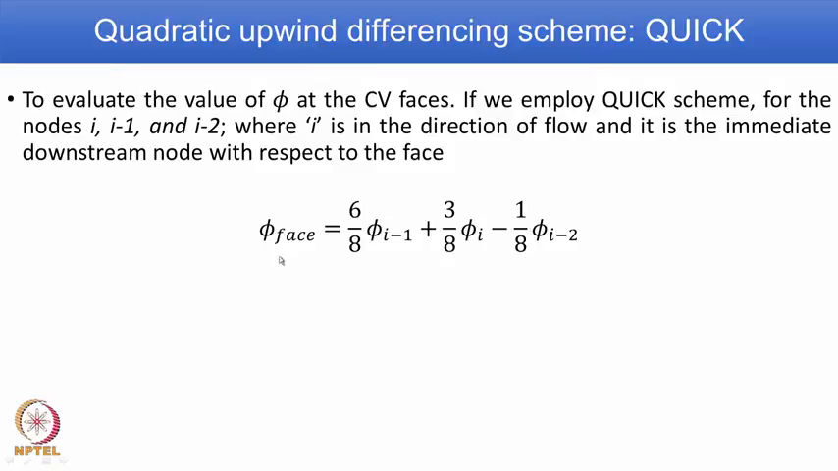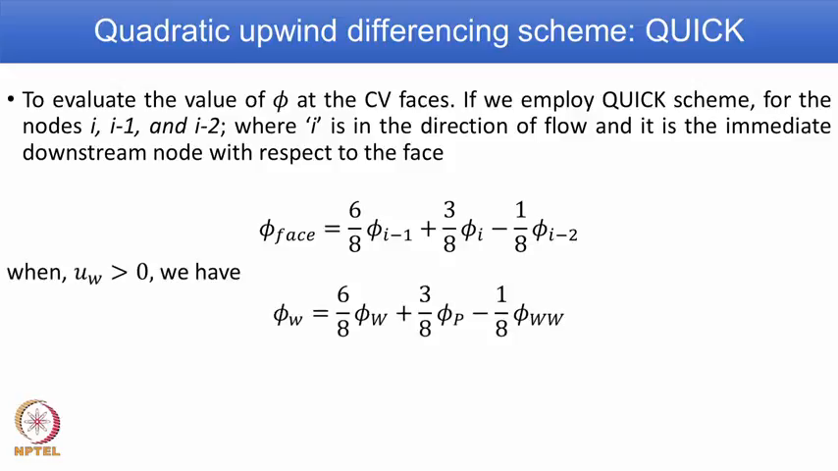So, that is what is given here, phi at any phase, and for uniform spacing in one dimension, the formula is already evaluated and is shown here as 6 by 8 phi at I minus 1 plus 3 by 8 phi I minus 1 by 8 phi I minus 2. So, in this, what is I? I is the direction of the flow and it is the immediate downstream node with respect to the phase you are interested in. Then you have I minus 1 and I minus 2.